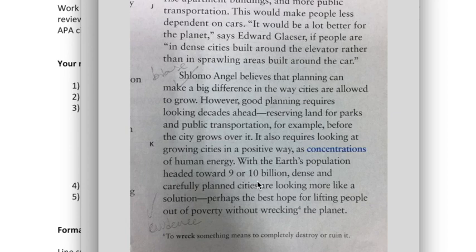So you can agree and disagree. You say, the article says that good planning requires looking decades ahead. I agree with the article because the evidence given is strong enough, in which there will be 9 or 10 billion people in the future. And according to the statistics, so you justify your opinion, your agreement, with a citation.